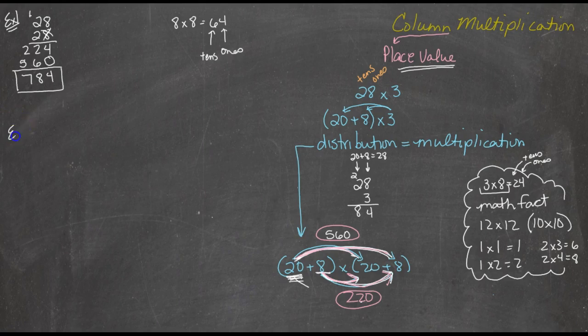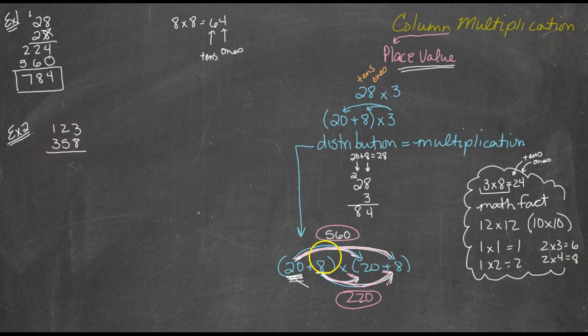So let's do another example, and this time let's do a 3-digit by a 3-digit. So how about 123, and we want to multiply that times, I don't know, 358. That works.